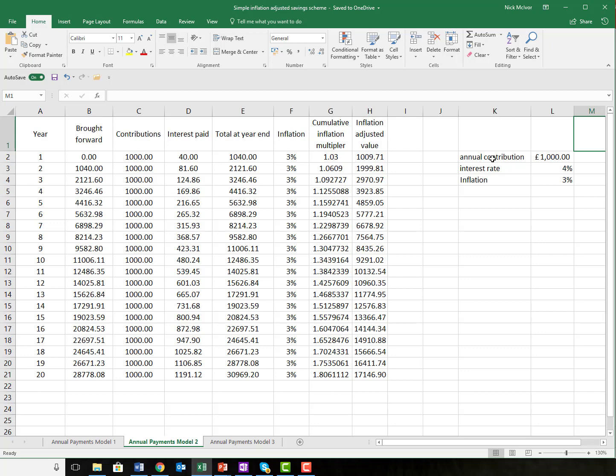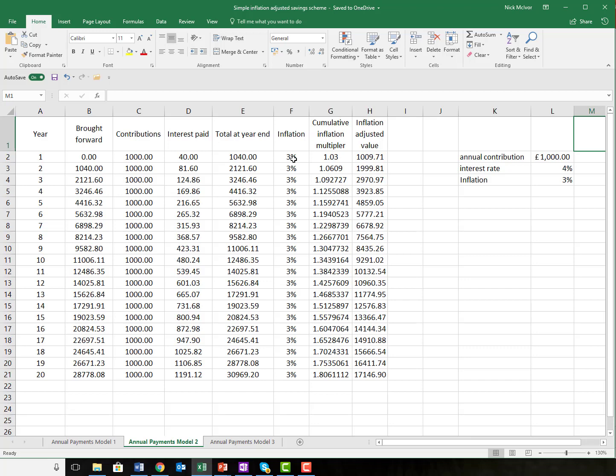My modelling assumptions for the annual contribution and the interest rate have stayed the same as for the last screen. However, I've now added a new modelling assumption, a rate of inflation. So the first few columns of my spreadsheet look the same. I bring some money forward from the previous year, I pay some more in, I earn interest on the whole lot, I have a total for the end of the year, but now I take into account the fact that inflation has pushed prices of everything up on average by 3%.